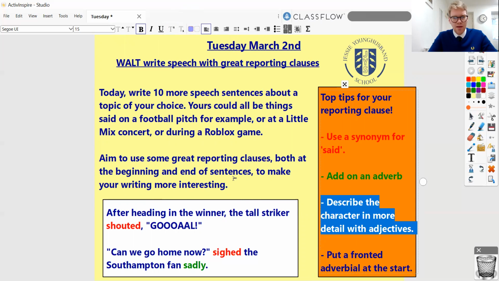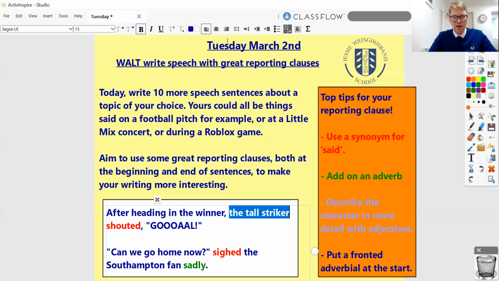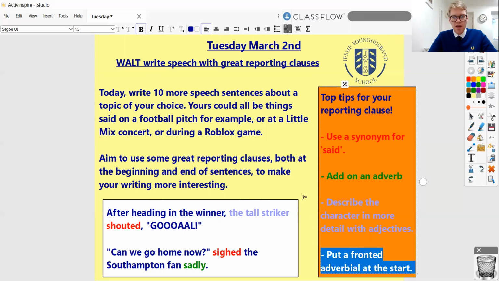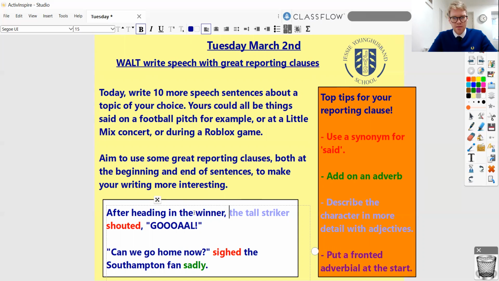Have I described the characters involved in more detail? Yes, I have. Instead of just, said Fred or whatever, I've put the tall striker. So I've got a sentence there with a nice adjective, tall. And have I put in a nice fronted adverbial? Well, again, yes, I have. I've got a nice one at the start there. I've got, after heading in the winner. Super. So there's a couple of nice examples.